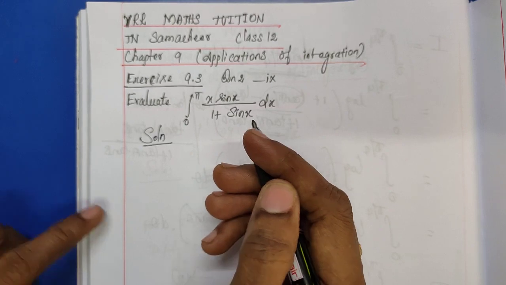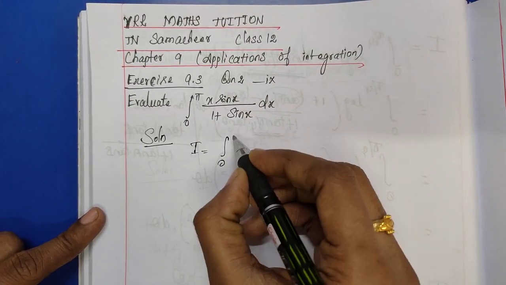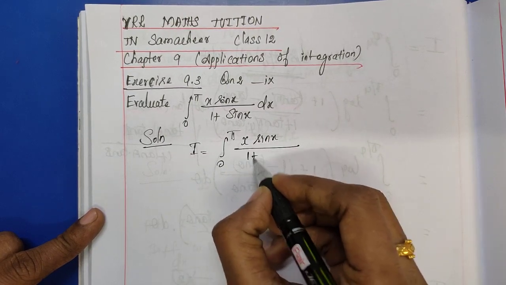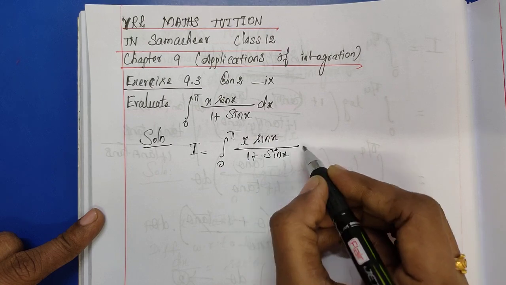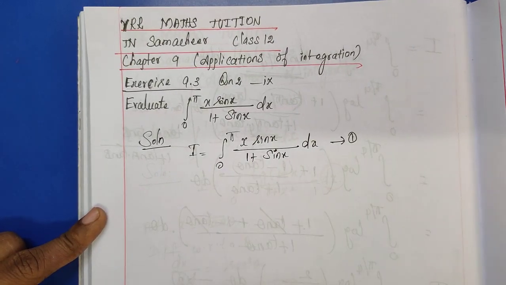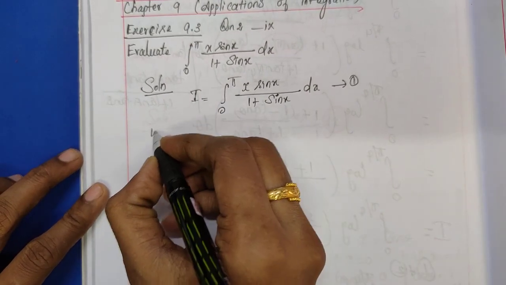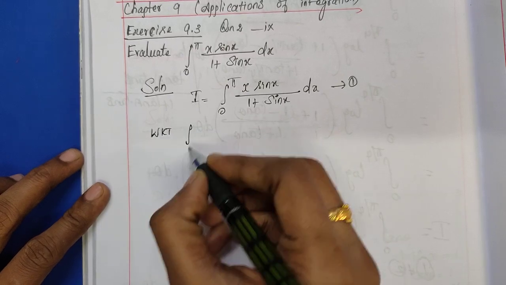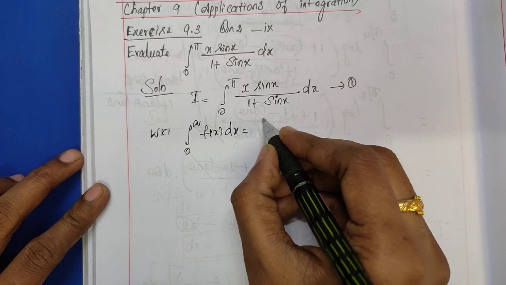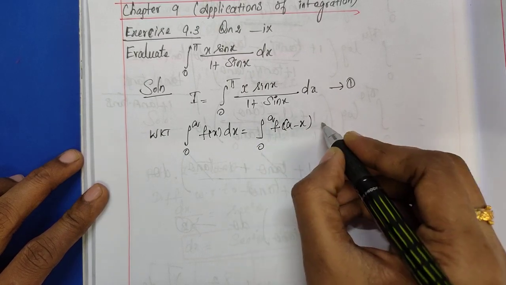First take our given integral as I. I is equal to the integral from 0 to pi of x sin x divided by 1 plus sin x dx. Take this as equation number 1. We know one property: the integral from 0 to a of f(x) dx is equal to the integral from 0 to a of f(a minus x) dx.